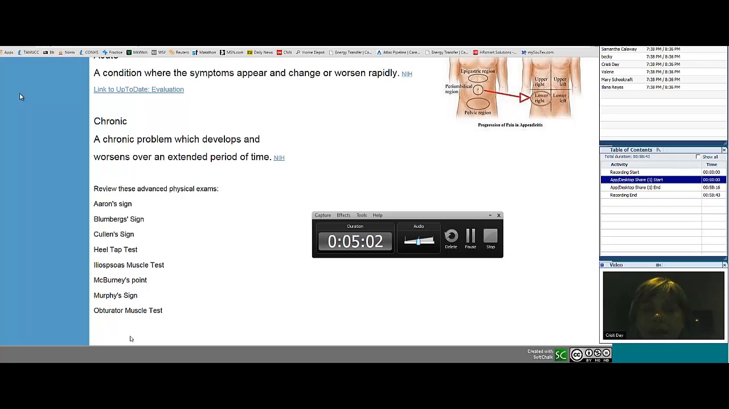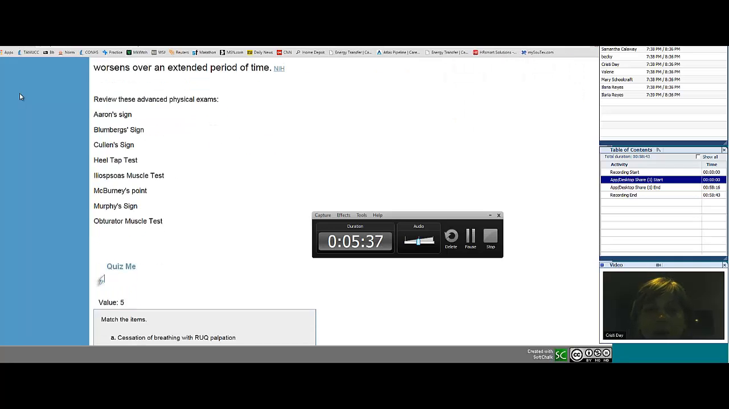Know these signs, and you will use these in clinical practice. I really like the heel tap one because it's so easy to remember. You jar their heel, and if it hurts, that's positive. You also know McBurney's point and Murphy sign. Those are big ones. And then obturator, you'll use that quite a bit. And this one, the iliopsoas muscle test, and the heel tap test. So go over those again and know what they are, because you will always see those.